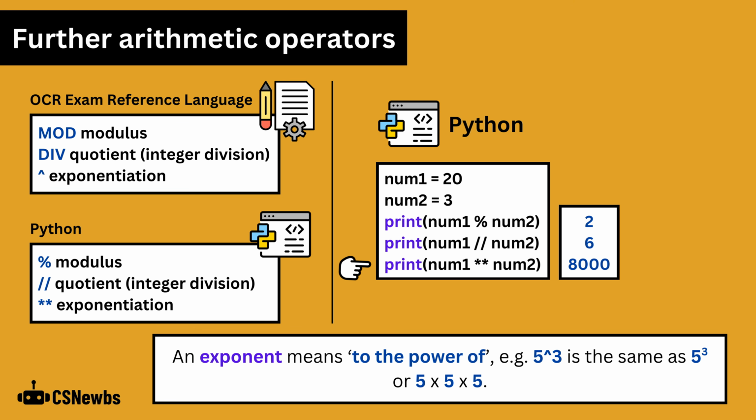An exponent means to the power of. For example, 5 exponent 3 is the same as saying 5 to the power of 3, or 5 times 5 times 5. In this example of exponentiation, 20 to the power of 3 is the same as 20 times 20 times 20, which is 8,000.